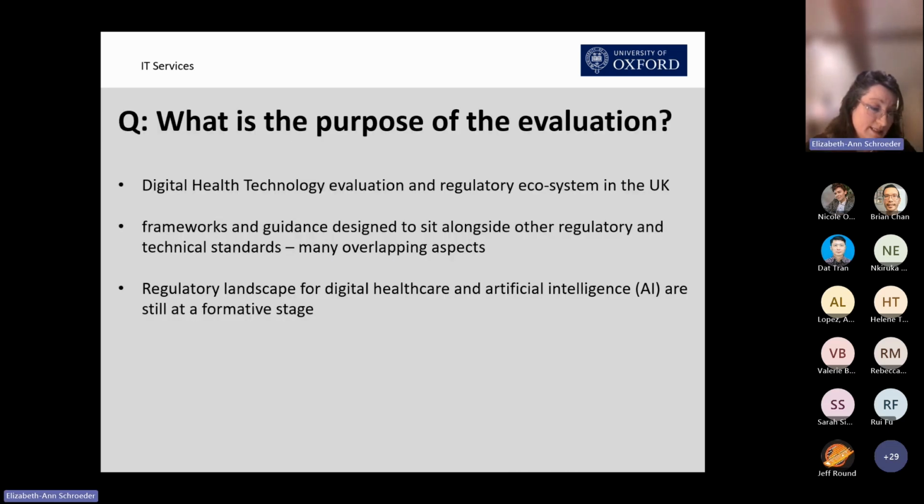So to support the strategy, the UK's Digital Health Department of Health has an evaluation and regulatory ecosystem, where frameworks and guidance are designed to sit alongside other regulatory and technical standards. They have many overlapping aspects, though the landscape for digital healthcare and artificial intelligence regulation is still at a formative stage.